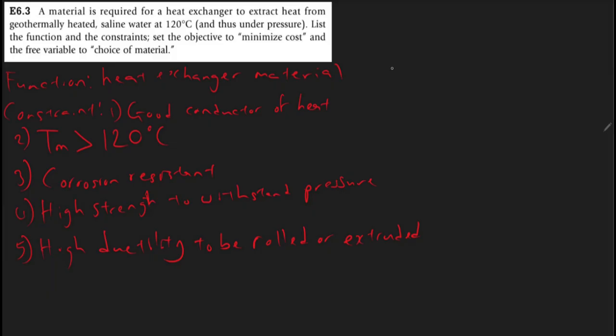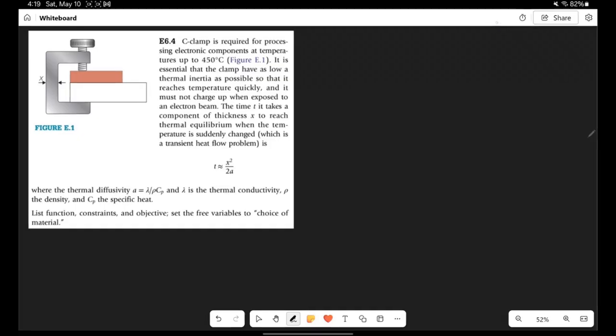Then the objective of this material, objective is what? To minimize cost. And the free variable is what? Choice of material. So that's it for this question. Let us move to the next.